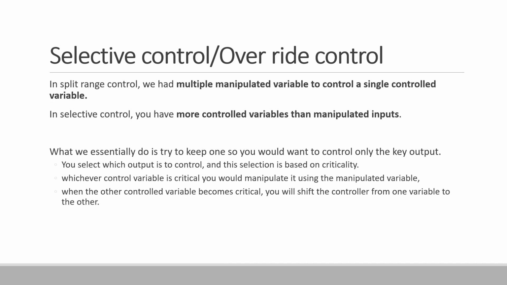That is, after we have achieved this temperature to a desired set point, then we can look on to the next hierarchy, we can look at the next critical variable, and then we can try to control that. So this is what we mean by selective control. That is, we are selecting which control variable we want to ultimately control. Now let's take a look at an example for this.